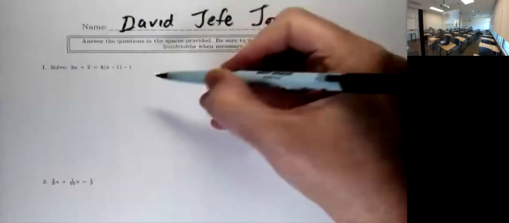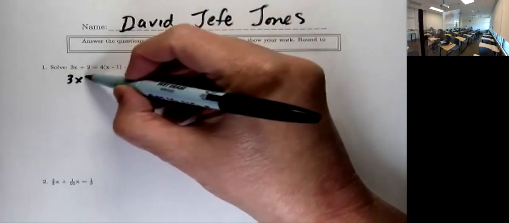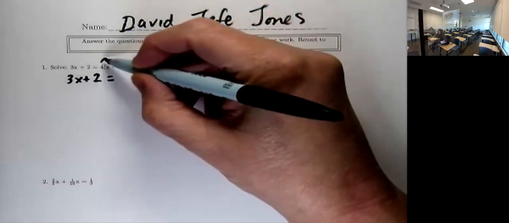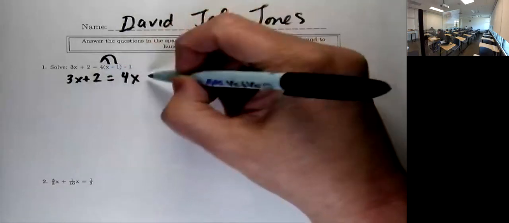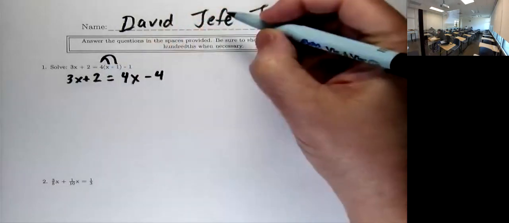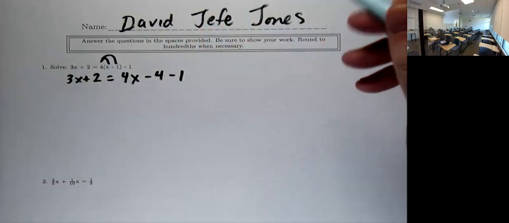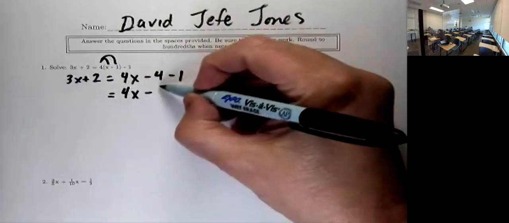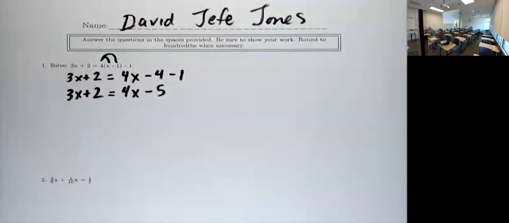So we want to get rid of parentheses here first. The left side looks good. We can't really do anything right now. So I'm just going to rewrite it. And I will distribute that 4 to each of these. And I get 4 times x is 4x, and 4 times -1 is -4. And I still have the -1. And I can combine that -4 and -1 together to get -5. And I got 3x plus 2 still on the left.